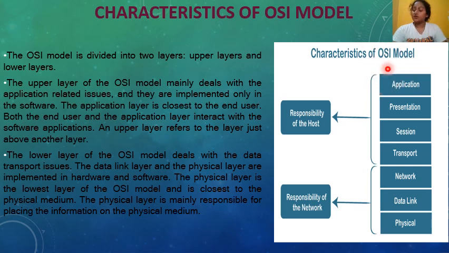messages to the user. Then coming to the lower levels, the OSI model deals with data transport issues. The data link layer and the physical layer are implemented in hardware and software. The physical layer is the lowest layer of the OSI model and is closest to the physical medium. The physical layer is mainly responsible for placing information on the physical medium.